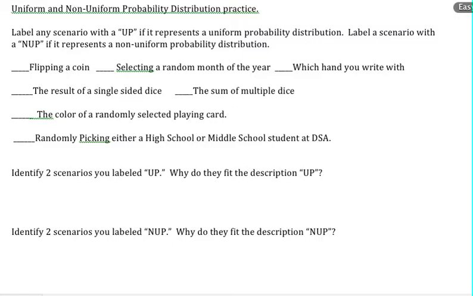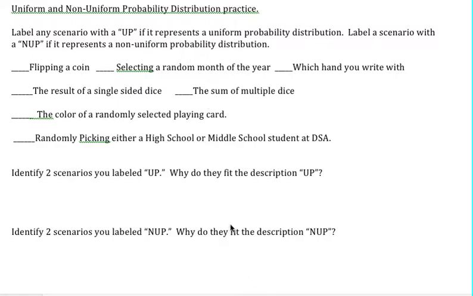If you've had the chance, I would go through and read that first page just to know the descriptions of what's going to be on the quiz. And then these videos are just going to work through some of the examples of what's going to be on the quiz. The small topic for the quiz is uniform and non-uniform probability distribution.